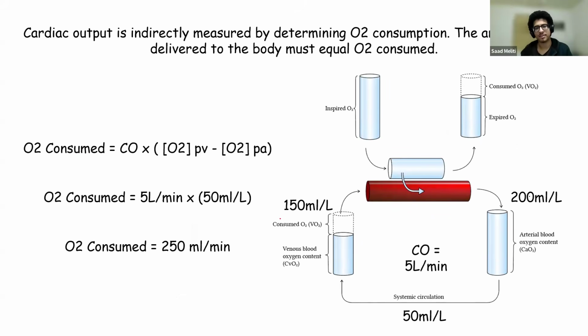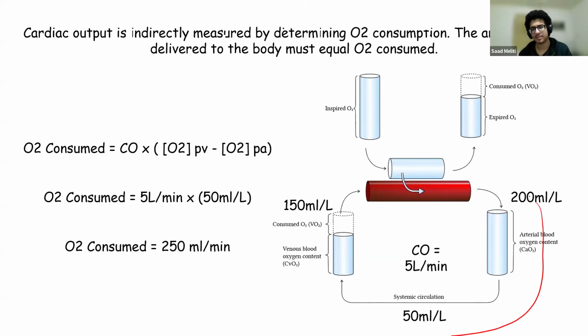So we have this 150 milliliters per liter. This blood is going back to the heart, going back to the right atrium. So this amount of oxygen in the blood is going to go back to the lungs through the pulmonary arteries to get reoxygenated. Once it gets reoxygenated, it becomes 200 milliliters per liter, and this would be in the pulmonary veins, going back to the left atrium. I hope that makes sense so far.